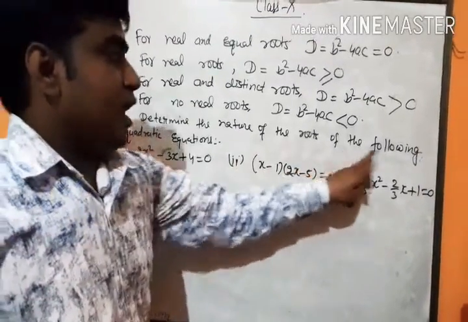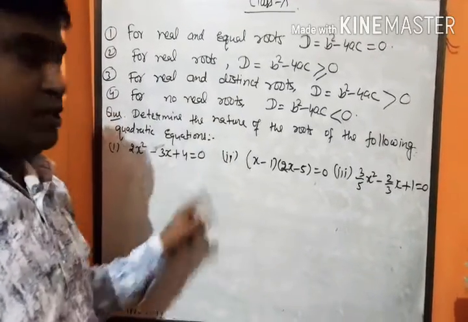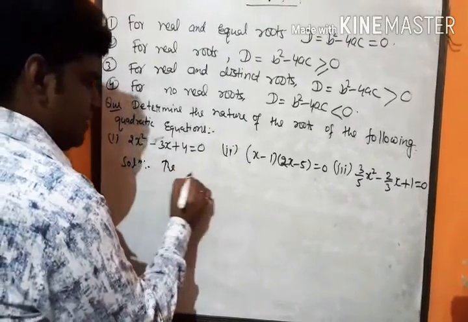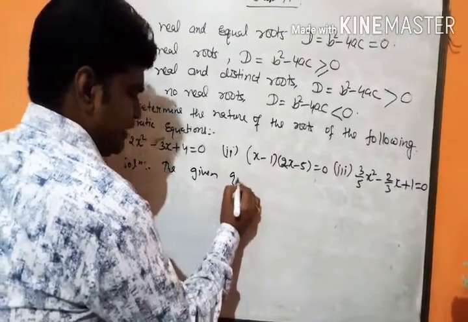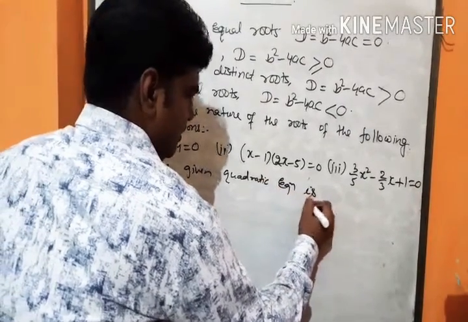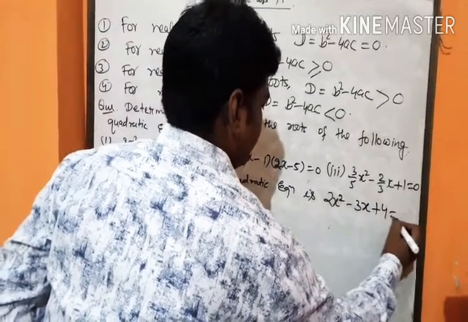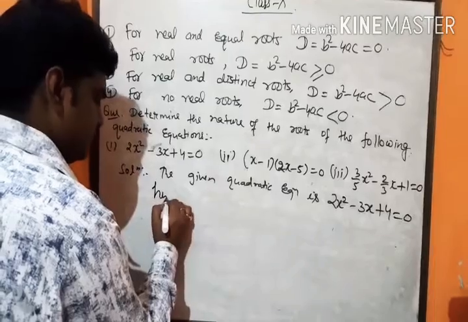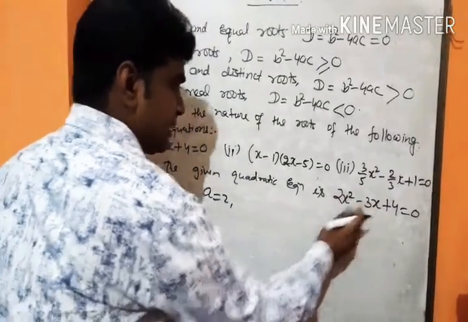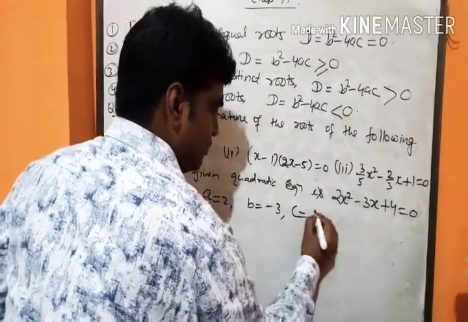Now some questions related to nature of roots. Determine the nature of the roots of the following quadratic equation, and the question is 2x square minus 3x plus 4 equal to 0. So first solution, the given quadratic equation is 2x square minus 3x plus 4 equal to 0. Here the coefficient of x square is 2, so a is equal to 2, coefficient of x is minus 3, b equal to minus 3, and the constant term is 4, so c is equal to 4.